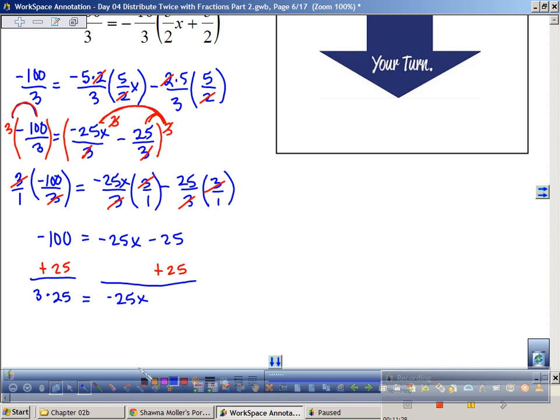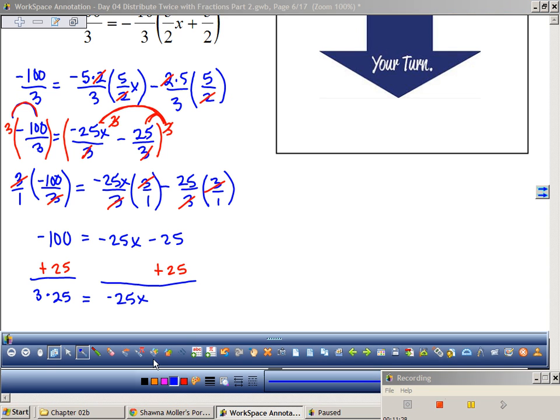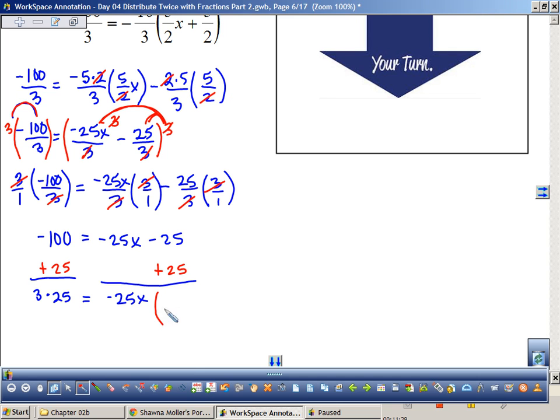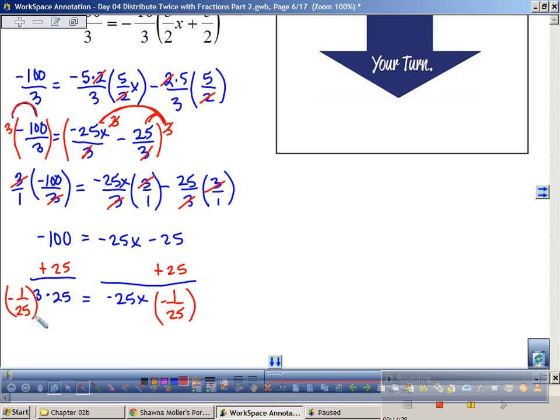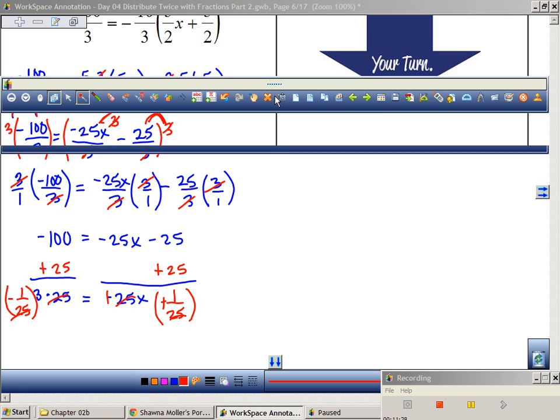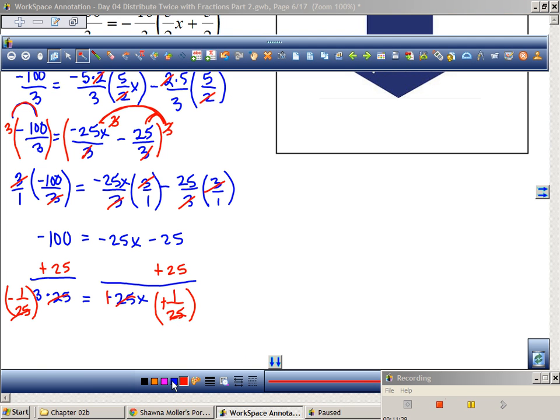Negative 25x. Multiply everybody by 1 over 25. Negative 1 over 25. The 25's cancel. Negative cancels. X equals negative 3. Right? Because there's a negative left over here.